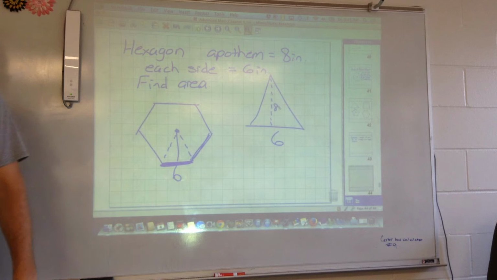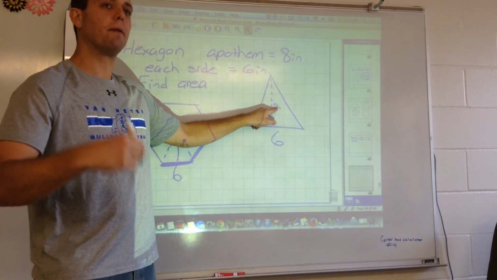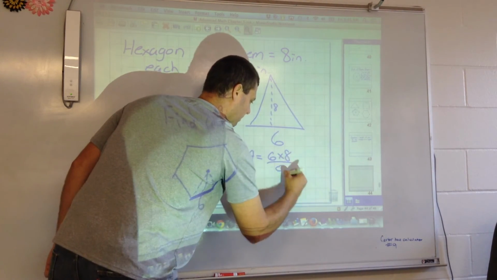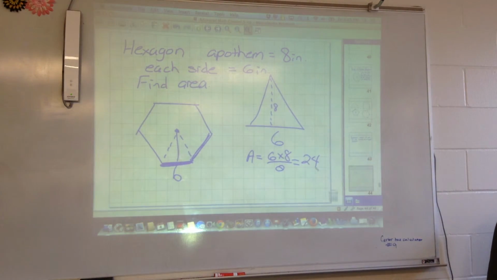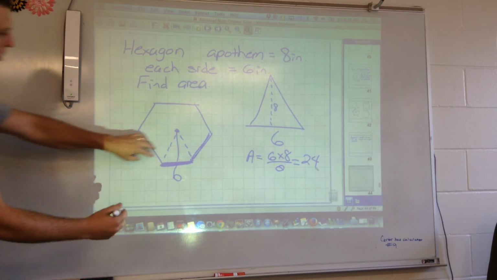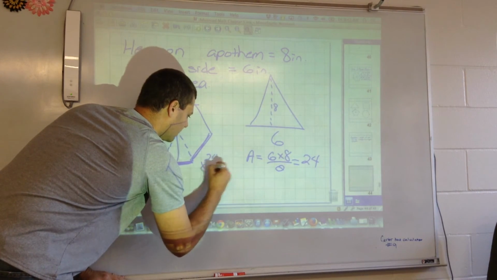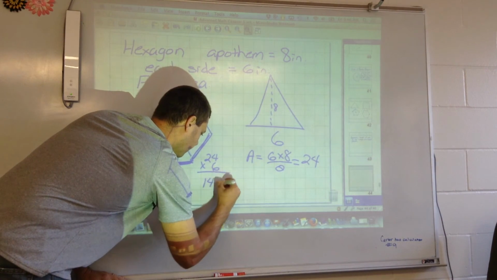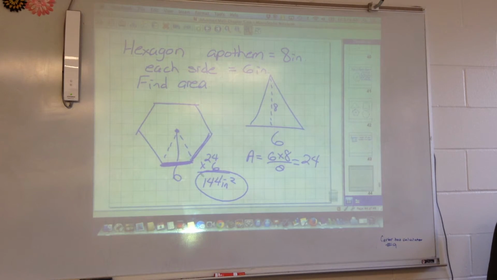Base times height divided by 2. Base times height, 48, divided by 2, 24, right? So area equals 6 times 8 divided by 2, so 48 divided by 2, that gives me 24. But that's just the area of what? One triangle. So how many triangles will there end up being? 6 of them. So I'm going to take 24 times 6. 144. 144 inches squared.